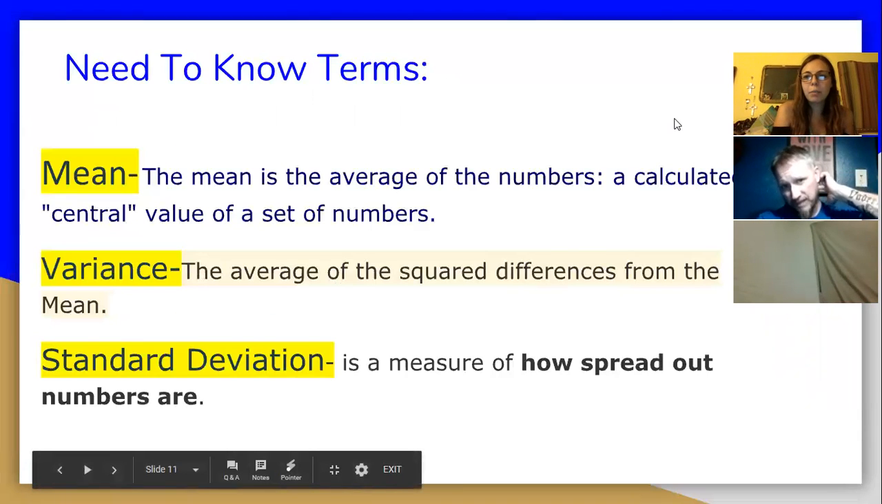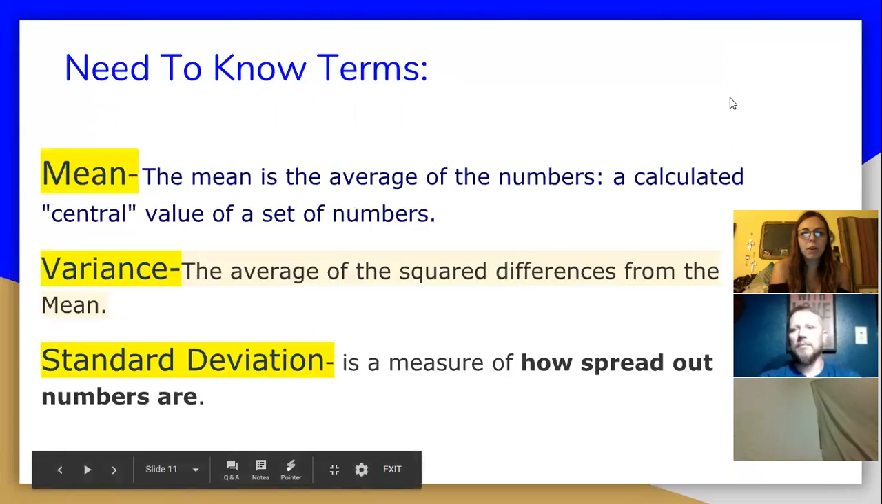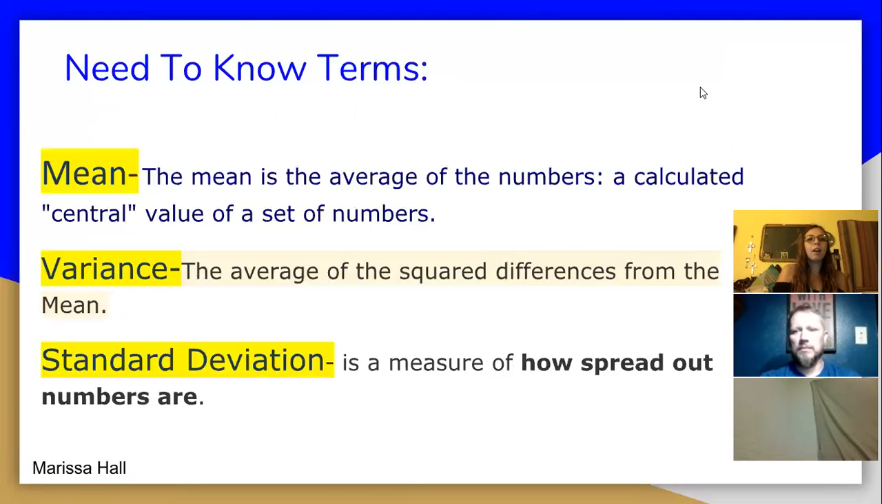All right, this is where I pick up. I'm also a part of Miss Amy Benzie's quantitative literacy class, and my part of this presentation is going to be talking about the interpretation and analyzation of standard deviation. And so first, I'm going to go over some need-to-know terms.